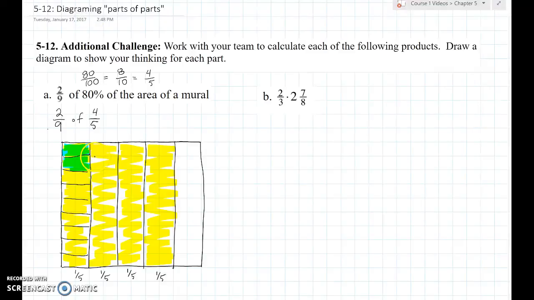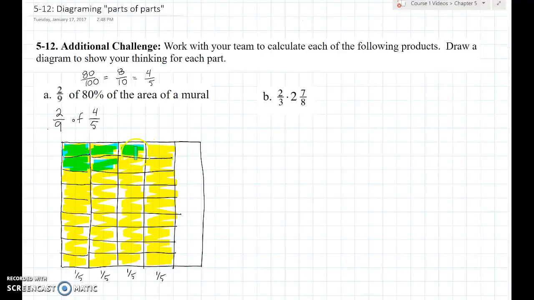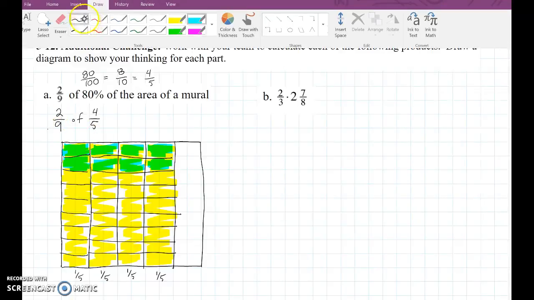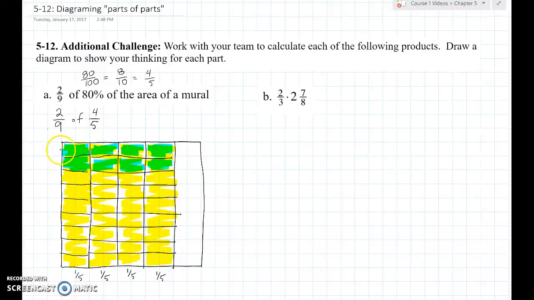So let me do that for these guys, too. Let me break these up into 9 pieces. And take 2 out of each of the 9. So I'm going to take 2/9, 2 out of the 9 here. I'm going to take 2 out of the 9 here, 2 out of the 9 pieces. So I've taken 2/9. This is 2/9 out of the total 4/5 that I had.